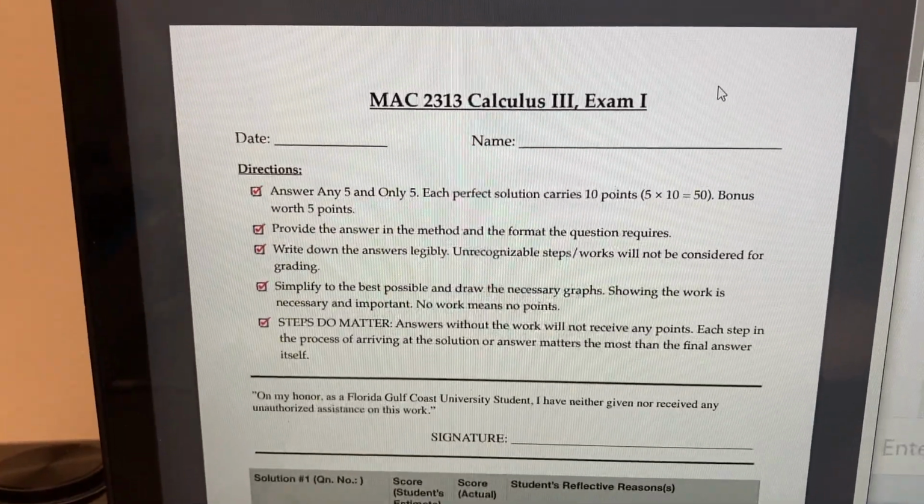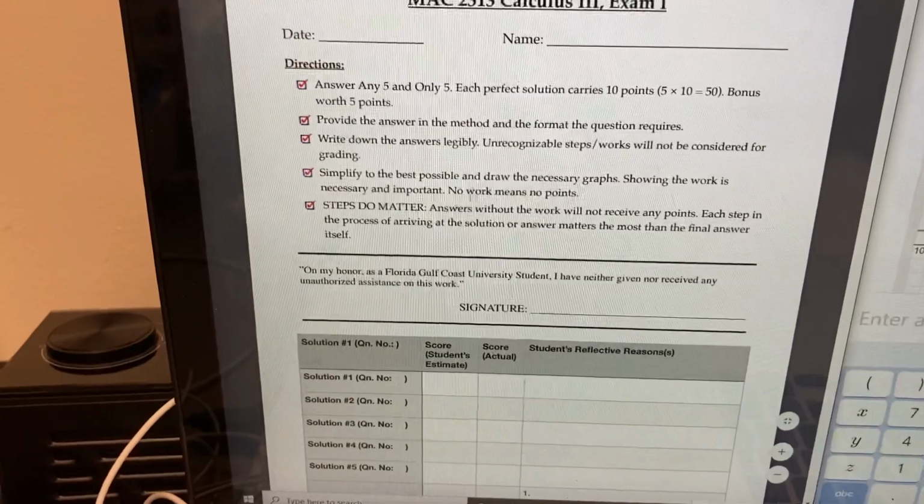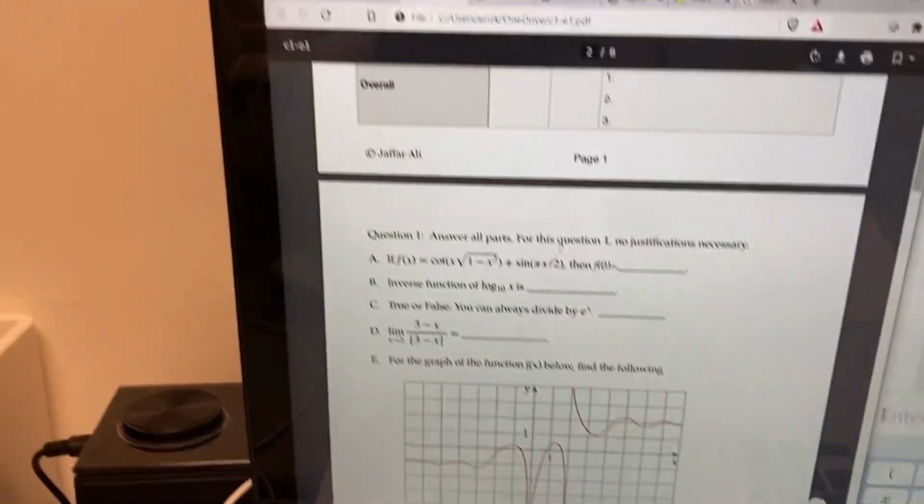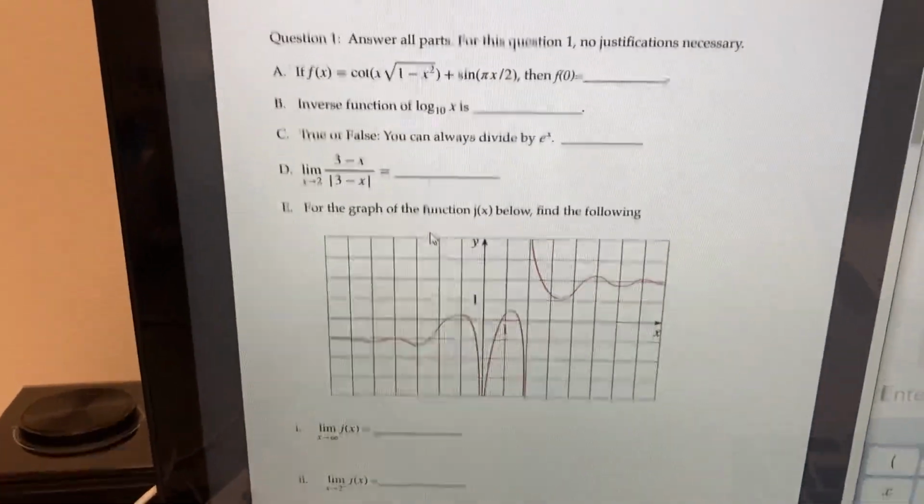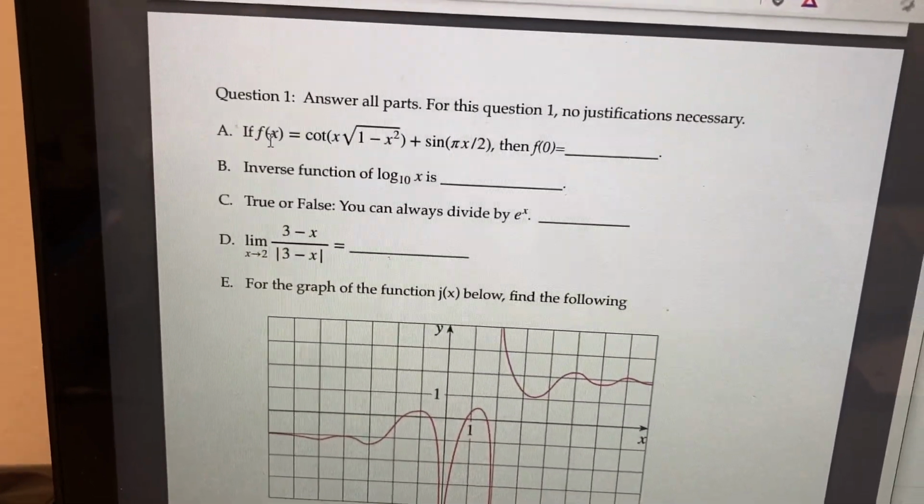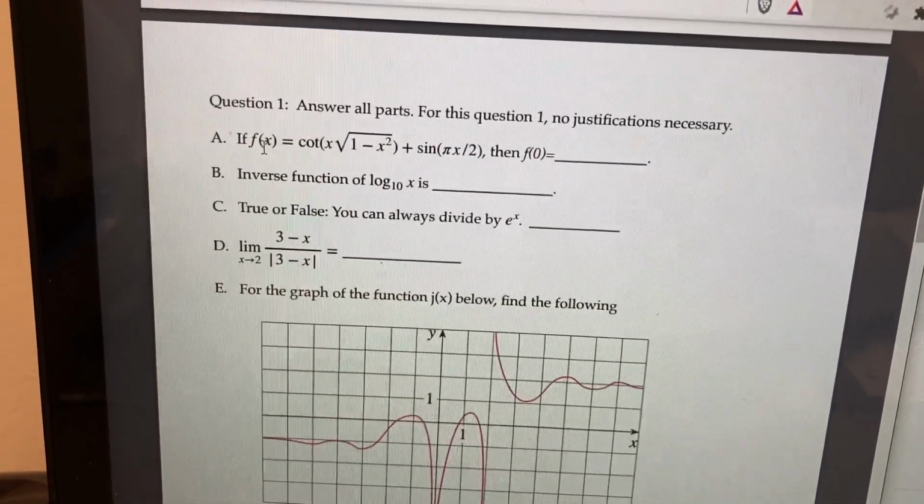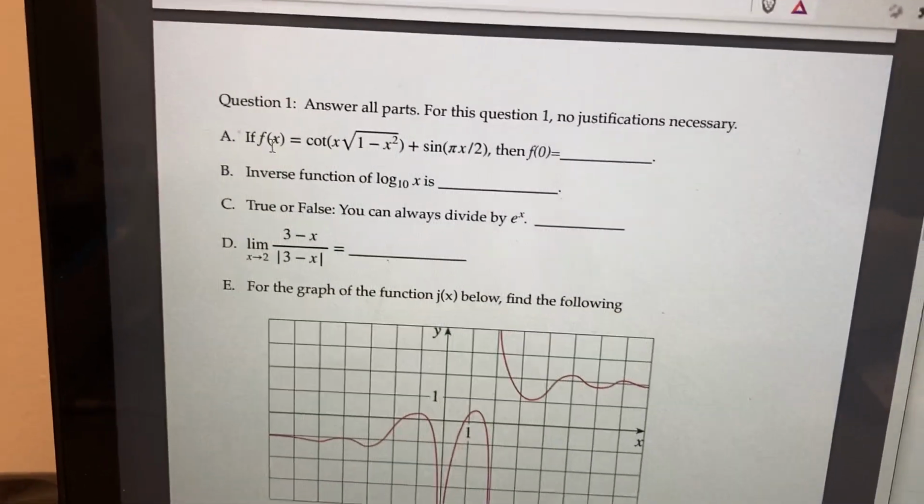Okay, hello. I'm going to be doing the questions for a Calculus 1 exam. Now, for the first question, 1a, it asks, if f of x is equal to cotangent x square root of 1 minus x squared plus sine pi x over 2, then what is f of 0?